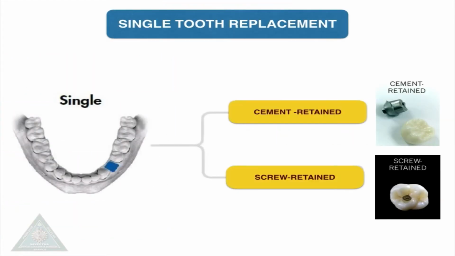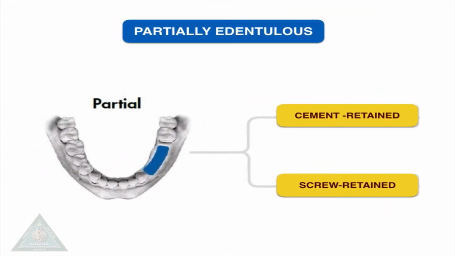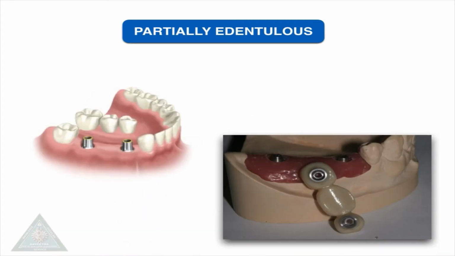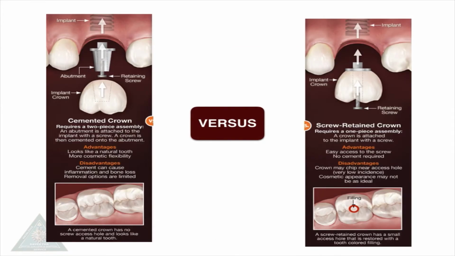So first let's talk about single tooth implant. So how do we replace a single tooth missing area? First it's divided into cement retained and screw retained. And next partially again it's divided into cement and screw retained. And these are the examples. On the right it is a screw retained and on the left it is the cement retained. Now we shall discuss in detail how a cement is different from screw retained.